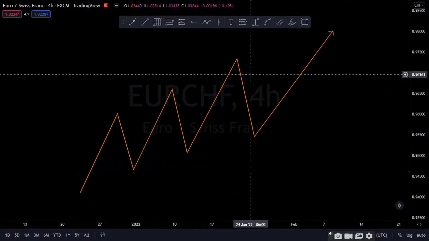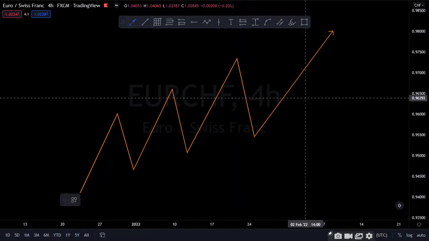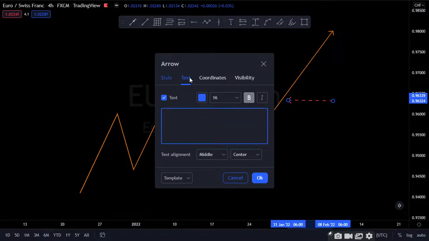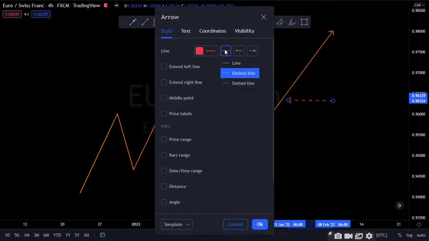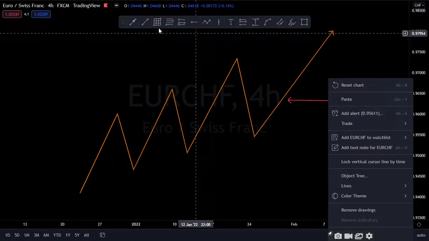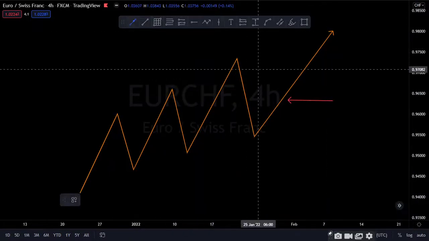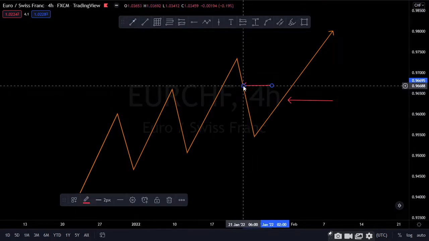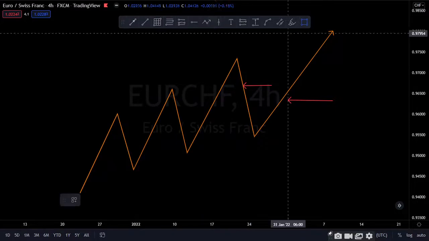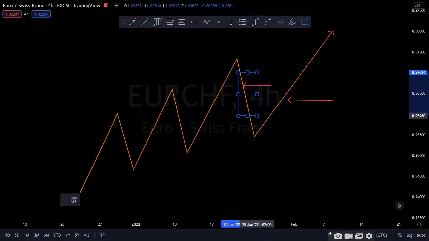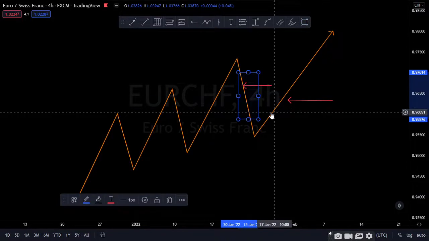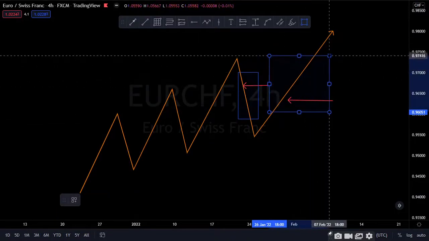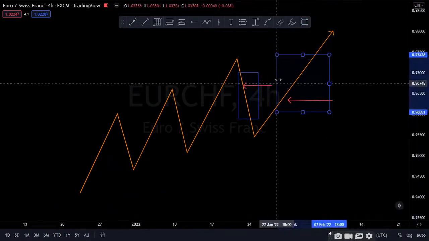Now, this is what you need to know. We have these areas, and then these areas. Let me highlight it correctly so that you see what I'm talking about. See that we have an area when the market is coming down, and then another area when the market is going up.